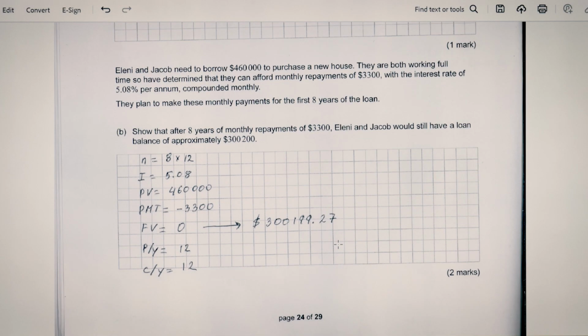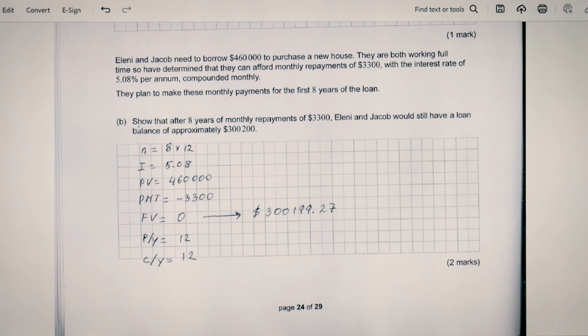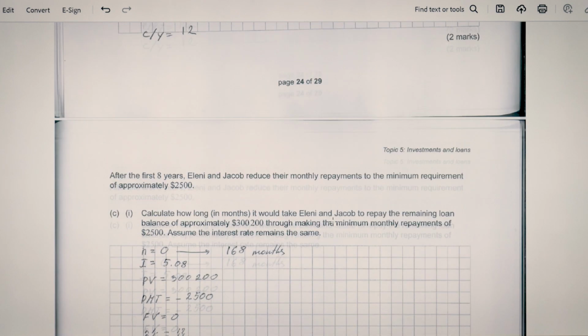And the next question, it's again a show question. Show that after 8 years of monthly repayments of 3,300, Eleni and Jacob would still have a loan balance of approximately. So again, show. Again, we need the right entries, but we need that decimal place. Okay, we need that decimal place to show. Whenever the answer is given, we need to have some calculations to be done there.